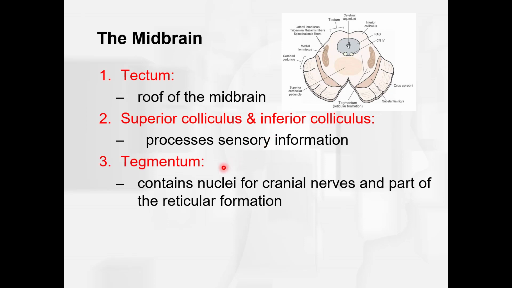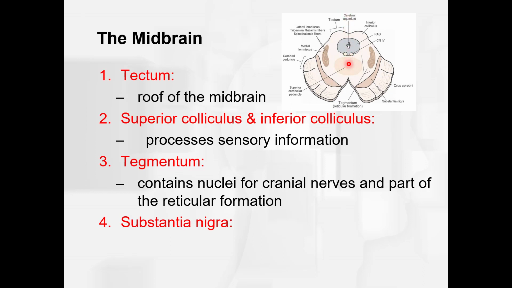Then we have the tegmentum, and the tegmentum contains nuclei for cranial nerves. It's part of the reticular formation. It has the red nucleus, which is an area that we'll come back and talk about later in the semester. That's all contained within the tegmentum. And then we have this area called the substantia nigra, and that is here in this cross section.